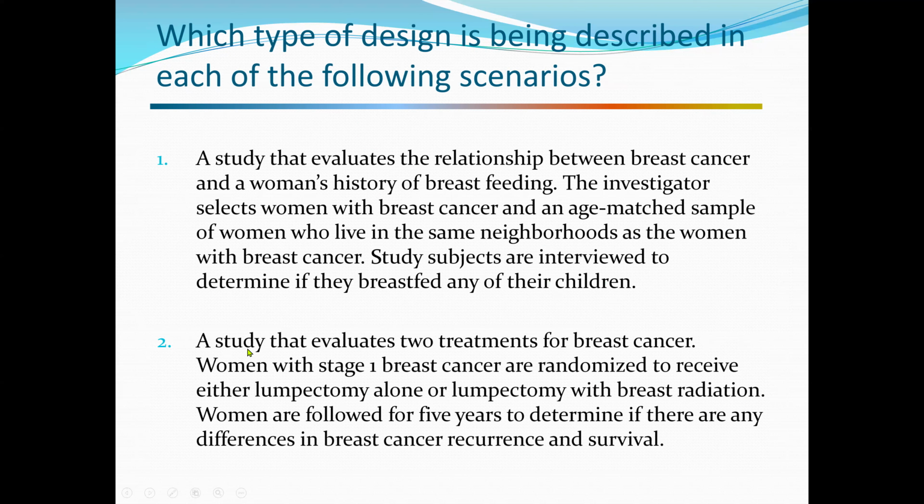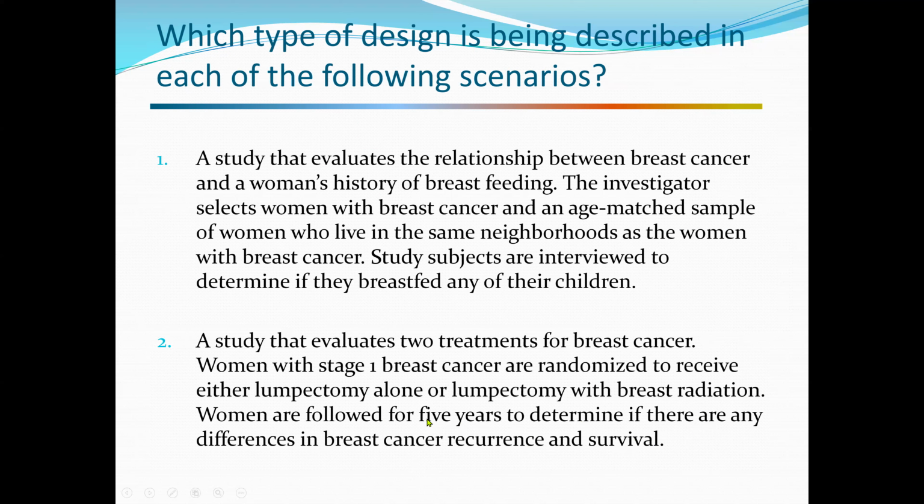Now, the second one is a study that evaluates two treatments. Again, two treatments for breast cancer. Women with stage 1 breast cancer are randomized to receive either lumpectomy alone or lumpectomy with breast radiation. So there are two treatments. Now, women are followed for 5 years to determine if there are any differences in breast cancer recurrence and survival.